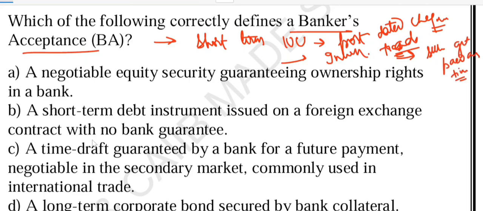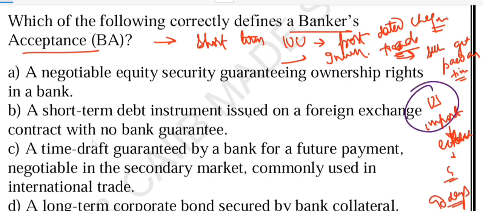For example, take the case of a US importer which buys electronics from Germany. Now the German seller wants payment security. So the importer's bank issues a banker's acceptance promising to pay in 90 days. So basically that is the use of this banker's acceptance in international trade.